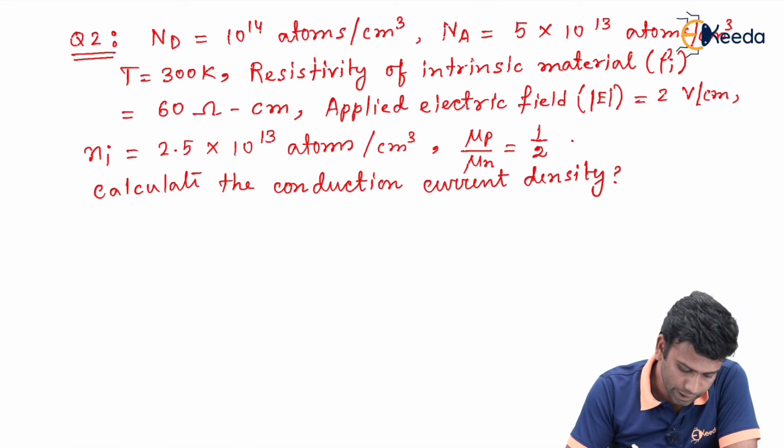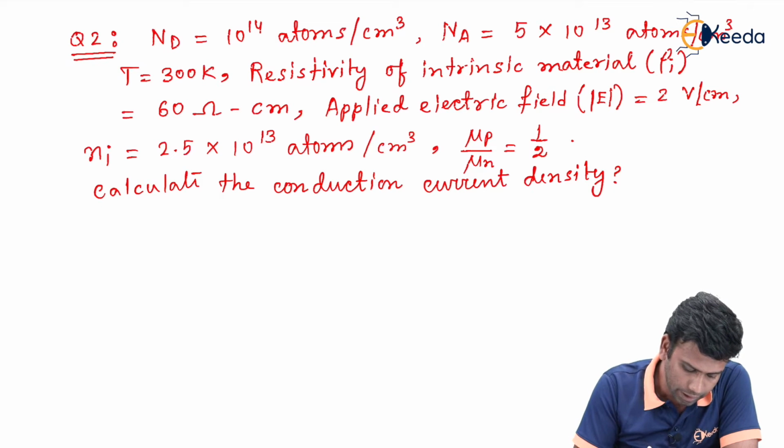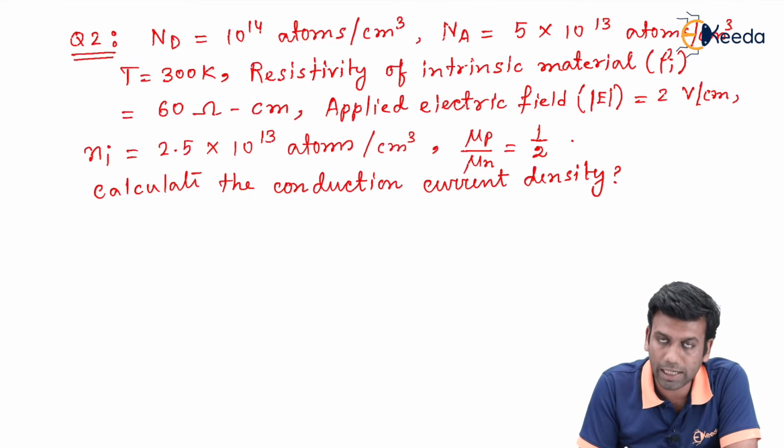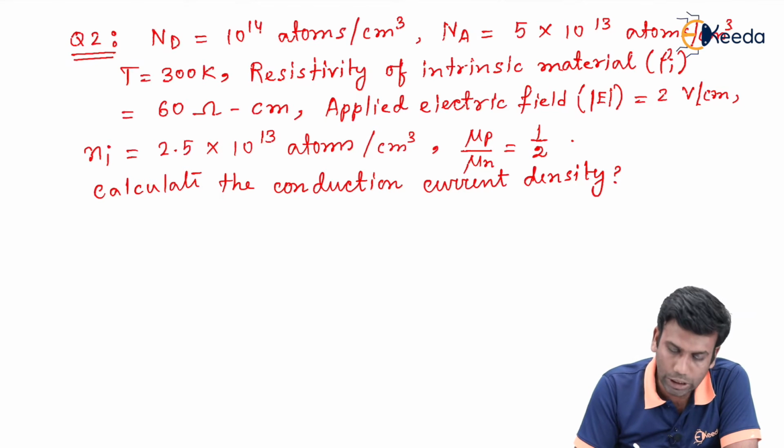So numerical 2 is given by, here it is given that Nd is equal to 10 to the power 14 atoms per centimeter cube, and Nd means the donor concentration of the semiconductor. Similarly, Na is equal to 5 into 10 to the power 13 atoms per centimeter cube, and this is Na, the acceptor impurity concentration. That means in this semiconductor both the donor and the acceptor impurity have been doped, so it will be a compensated semiconductor.